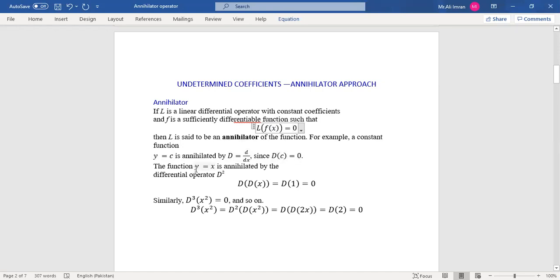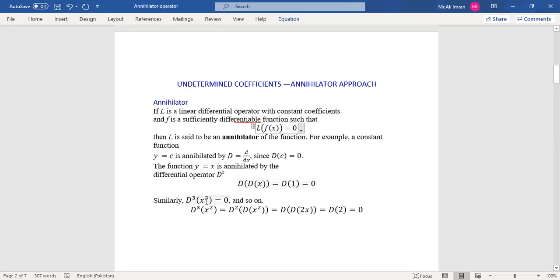If we have the function y equal to x, its annihilator will be D squared. We apply this on x, D into D of x. The derivative of x is 1, and if we take its derivative again, it will be 0. So an annihilator operator, when applied on some function, reduces that function to 0.